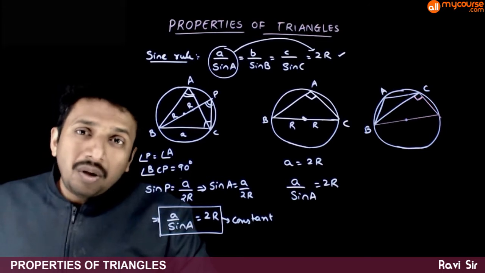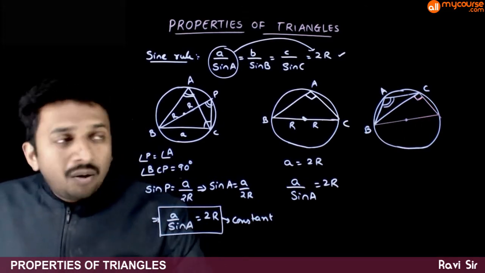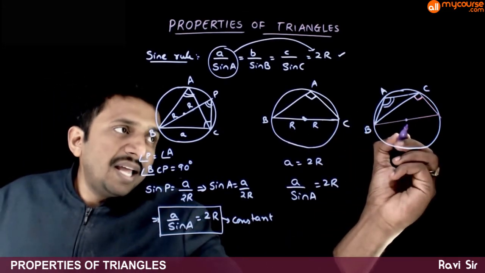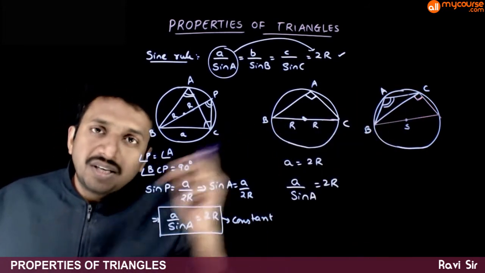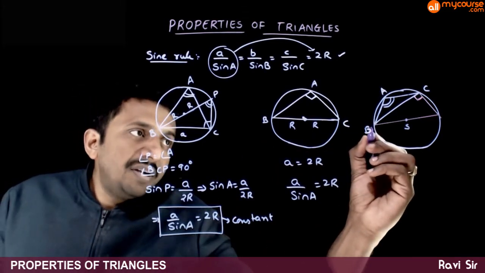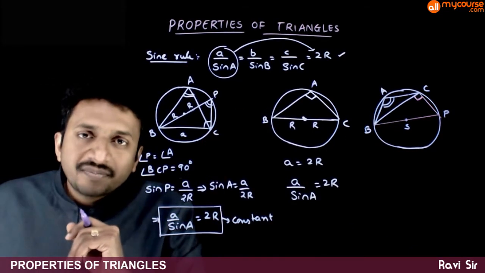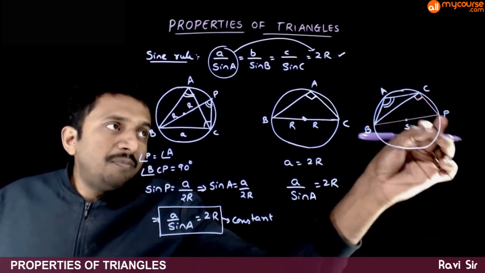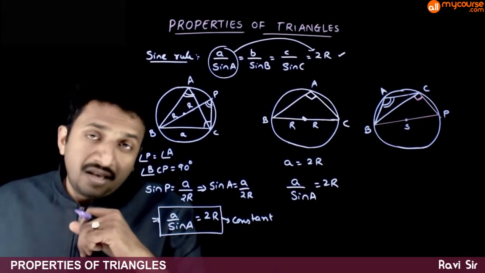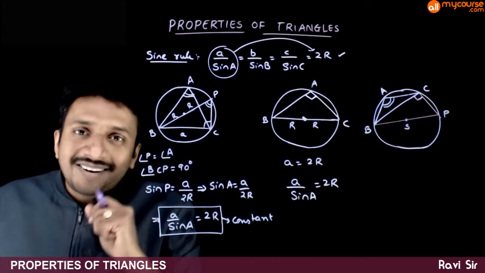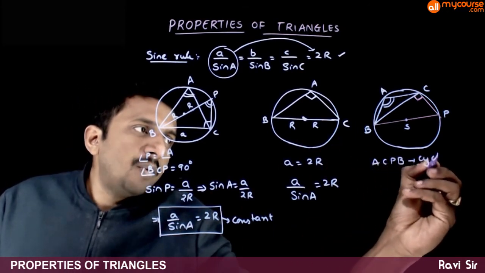So now let us see if the same result holds if A is an obtuse angle. So if A is an obtuse angle, obviously the circumcenter will lie outside the triangle. Now if the circumcenter lies outside the triangle, you can always draw a diameter from B. Let us say it is BP. Let the center be S. And if you join P to C, the angle will be 90 degrees because angle in a semicircle is 90 degrees. Now BPC is a right angle triangle and ACPB is a cyclic quadrilateral.